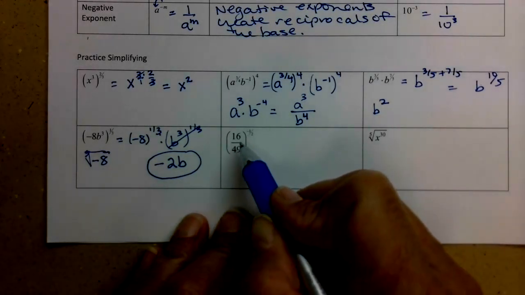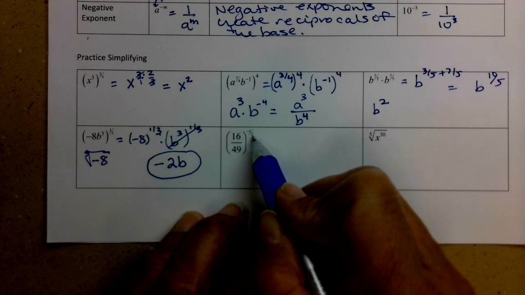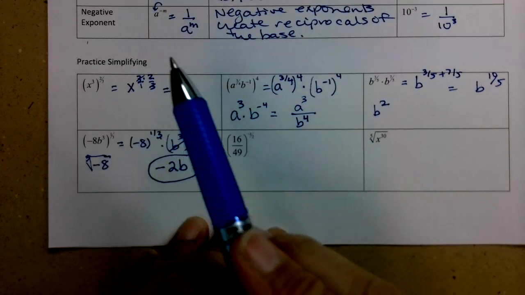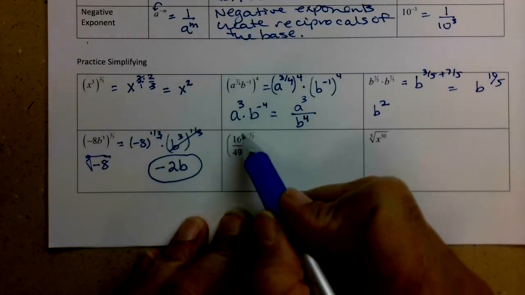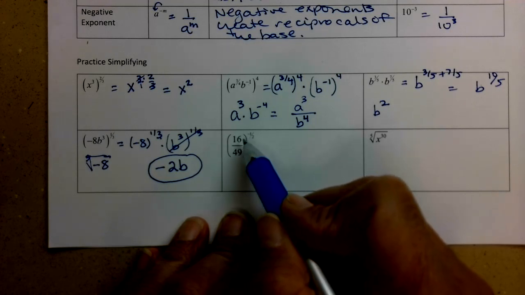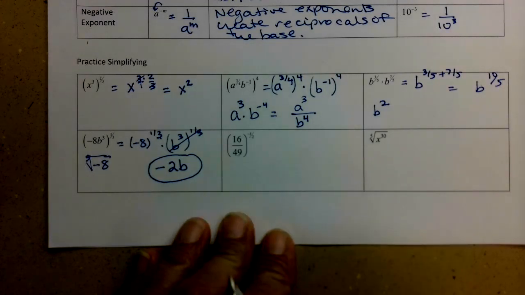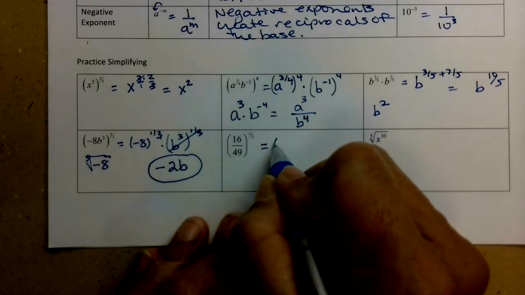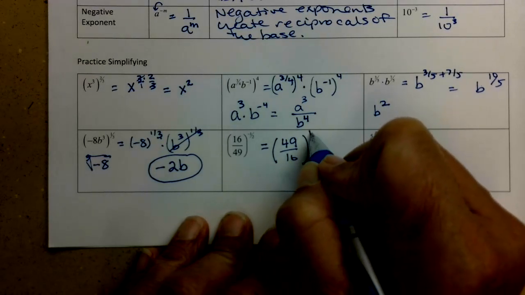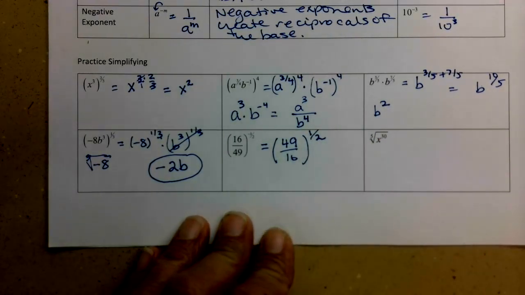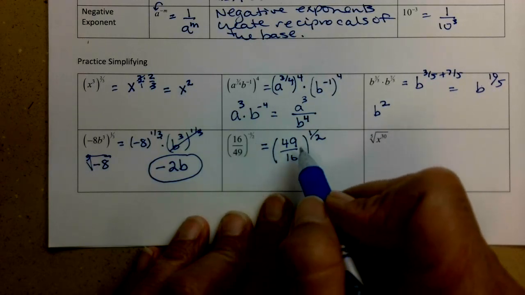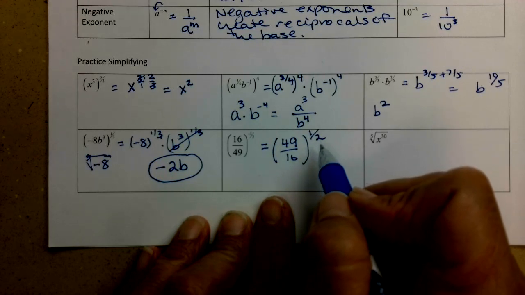Okay, next, 16 over 49 raised to the negative 1/2 power. So I didn't write this in my negative exponent step right here, but you can. If you have a fraction itself raised to a negative exponent, it's the reciprocal of the base. Well, this time it's that whole fraction that's the base, so I need the reciprocal of the whole fraction. Reciprocal, fancy word for flip. So flip your fraction, and now that power is positive. So 16/49 to the negative 1/2 is the same thing as 49/16 to the positive 1/2.